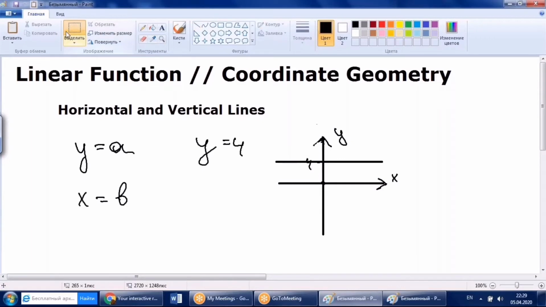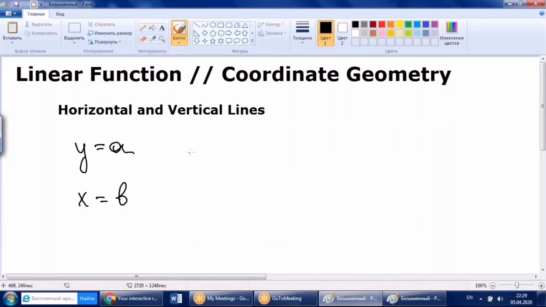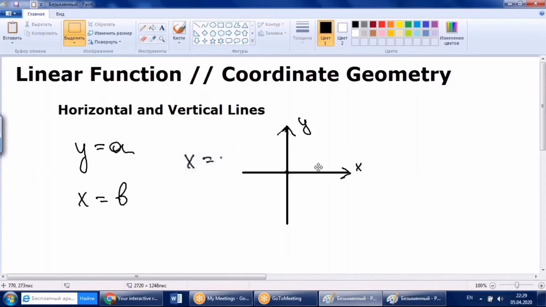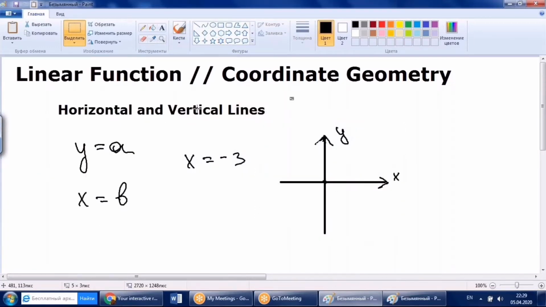The same is with x. For example, I want to draw the line x equals -3. First, I draw our axes, y-axis and x-axis. And I put the point -3 on the x-axis, and I provide the line which is parallel to the y-axis. So I draw the graph x equals -3.